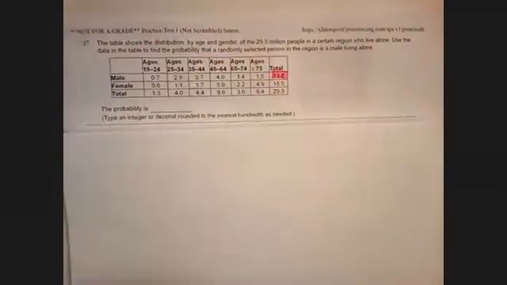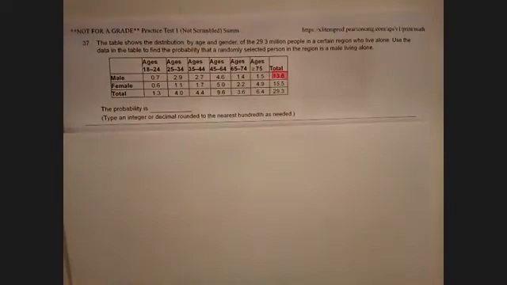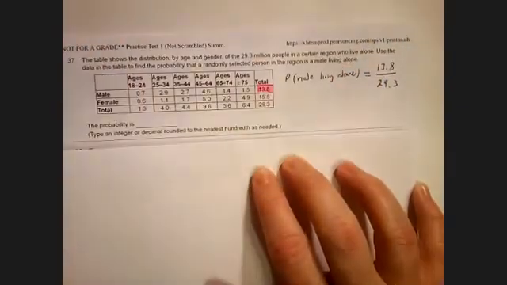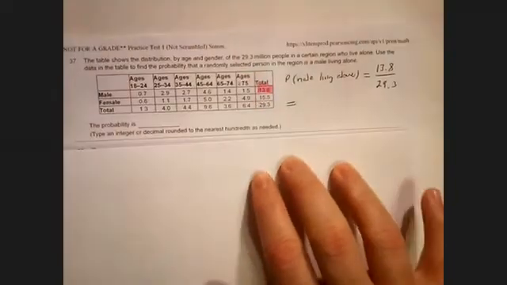All of these people in this table live alone. So I just want the total of males, which is this number right there. That is the success. Okay? So the probability of male living alone is equal to the total successes over the total in the study, which is 29.3.